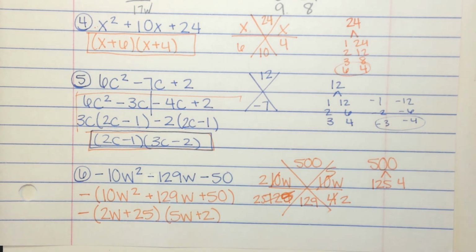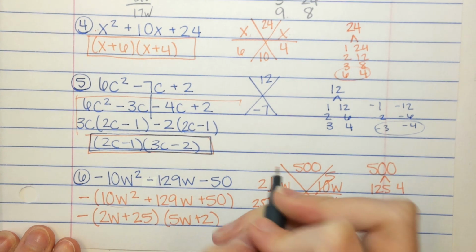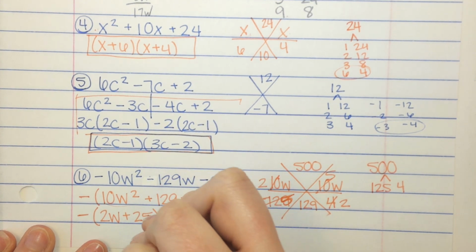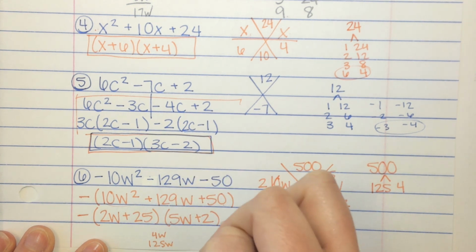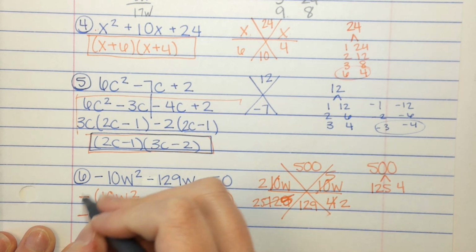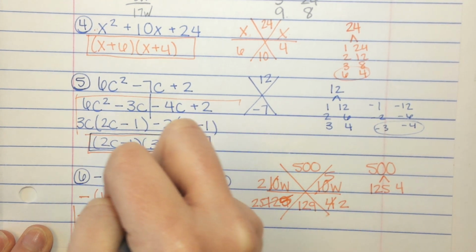And you can check your answer. So 2W times 5W is 10W squared. 2W times 2 is 4W. 25 times 5W is 125W. 25 times 2 is 50. And if you put a negative, that would all work out. So this is your final answer.